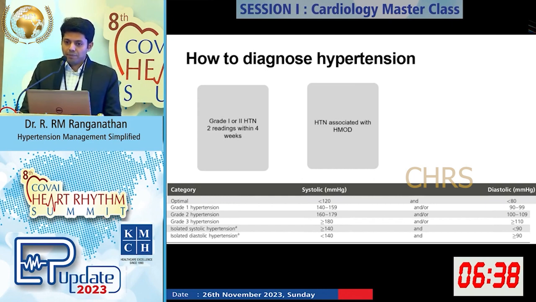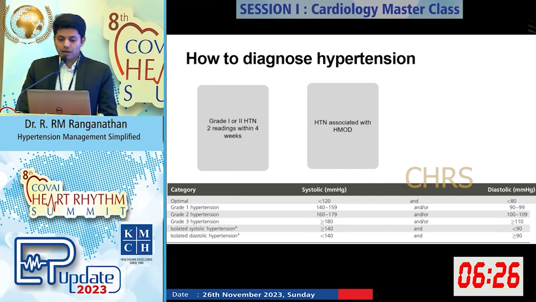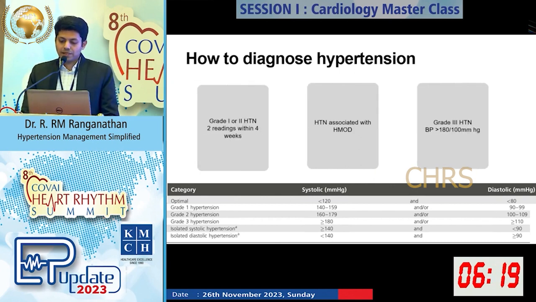Scenarios where you diagnose hypertension even during the first visit: even if the blood pressure is in the grade 1 or grade 2 range, but if it is associated with hypertension mediated organ damage like LVH in the ECG, albuminuria in urine routine, or retinopathy in fundus examination, then you can diagnose this patient to have hypertension. Or if the patient has grade 3 hypertension, when the blood pressures are more than 180 over 100, then you can diagnose hypertension even during the first visit.